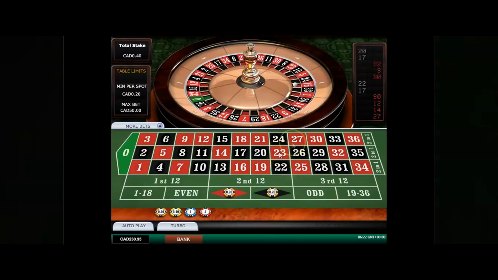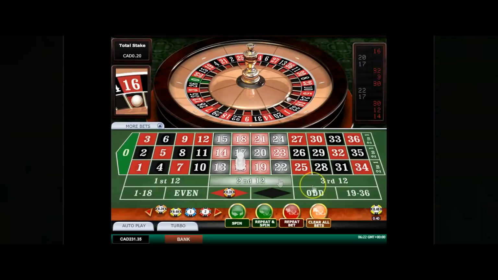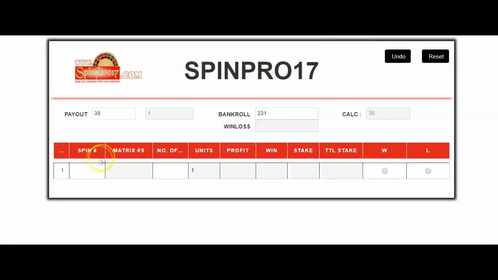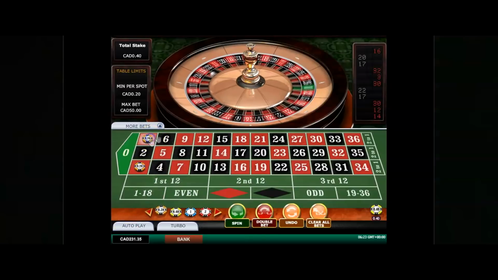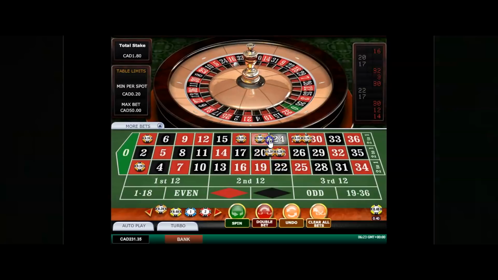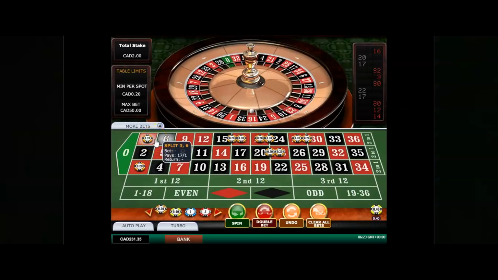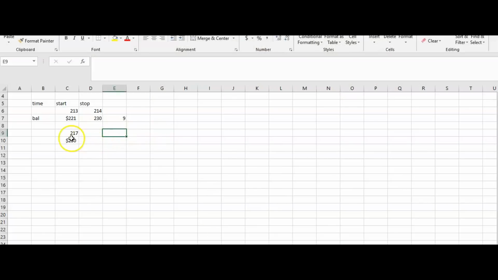Okay. So the number 16. Okay. So I'm at 16. It's all right. So I'm going to go in here. I'm going to put in 16. All right. So this is what it told me to bet, and this is what I'm going to bet. Okay. I'm splitting. I'm splitting. Okay. The time is 2:23. Let me put this. I can take this out. So 223. I'm starting with 231. Okay, there we go.